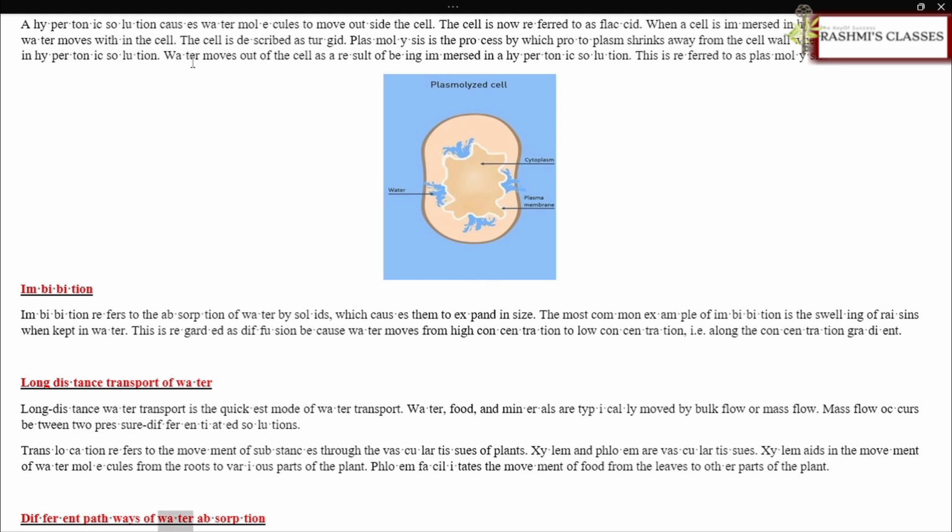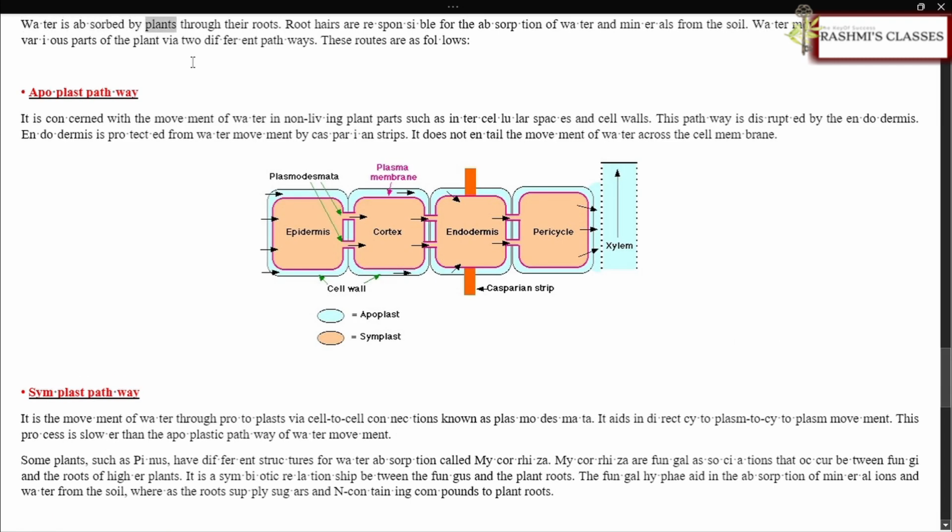Different pathways of water absorption. Water is absorbed by plants through their roots. Root hairs are responsible for the absorption of water and minerals from the soil. Water moves from the roots to various parts of the plant via two different pathways. These routes are as follows.